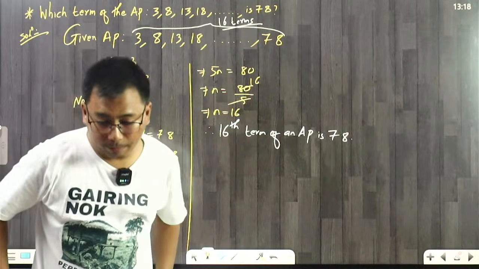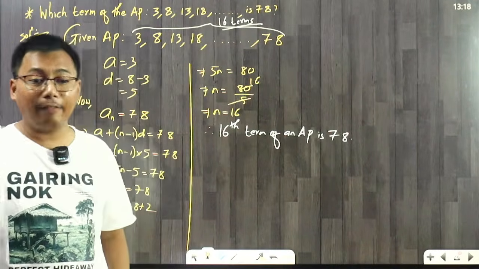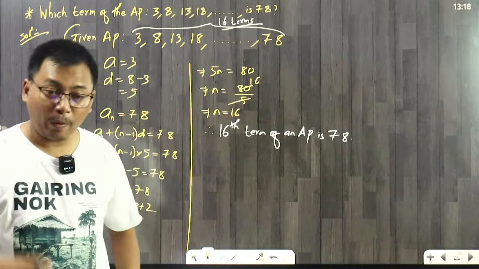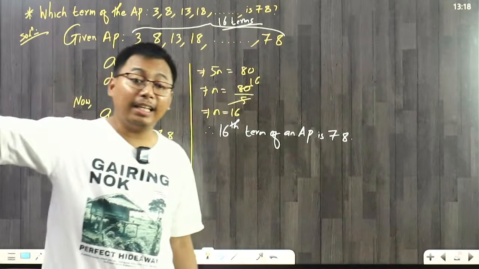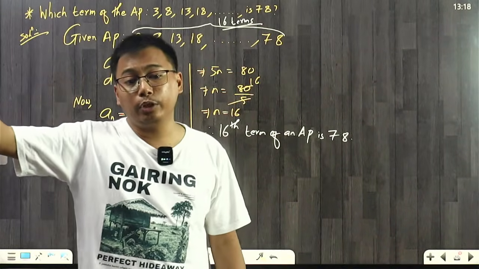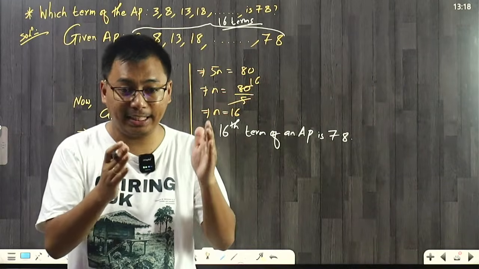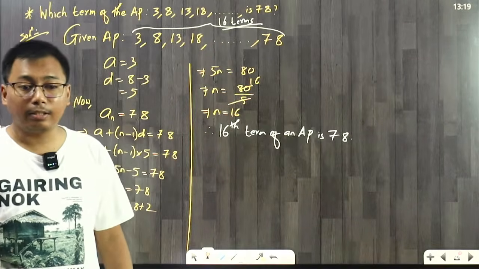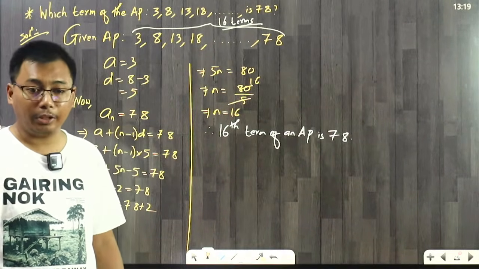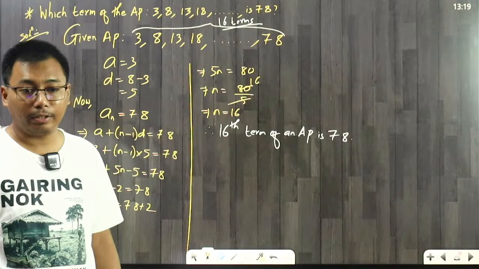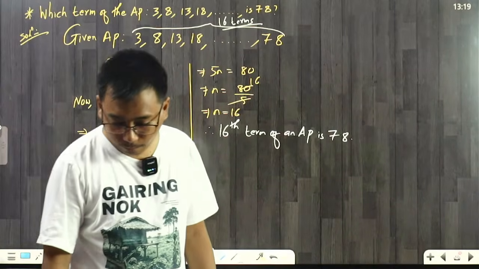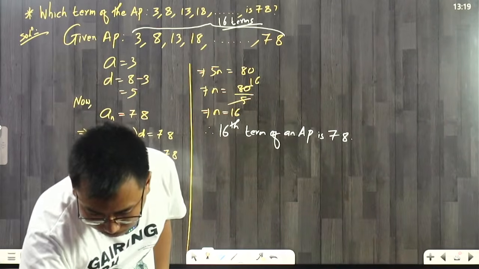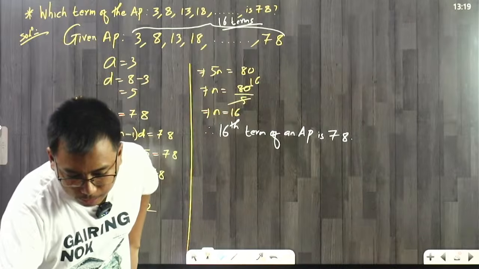GP is for class 11. Right now I'm teaching class 10. When I start class 11 in the next session, 2026-2027, I'll be starting from set theory, then I'll go to relations, then functions, then trigonometry. Yes, 78 is the 16th term of this AP.